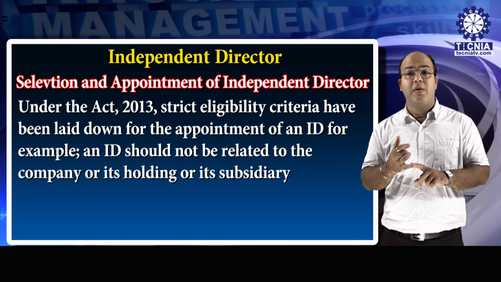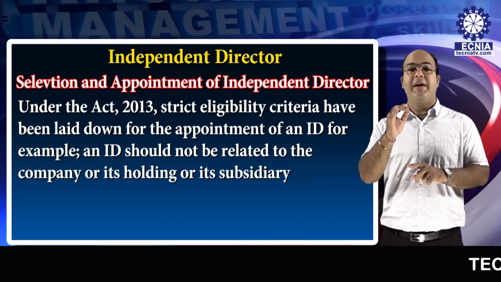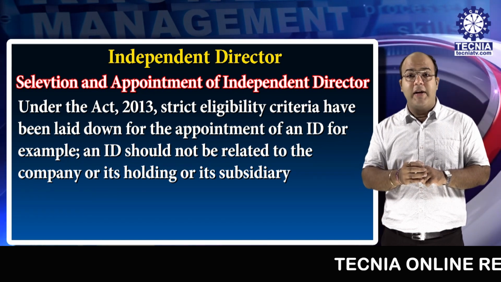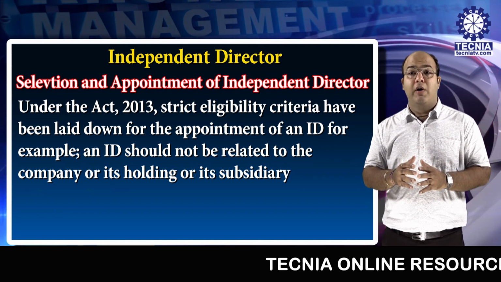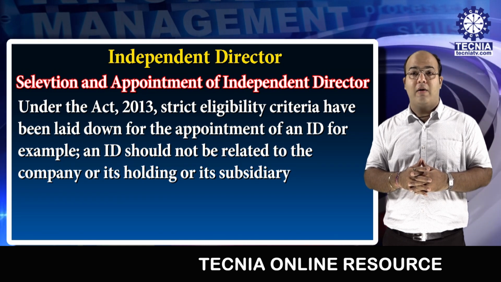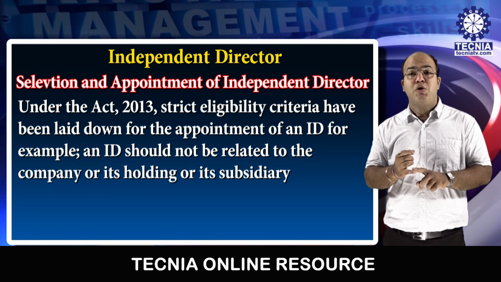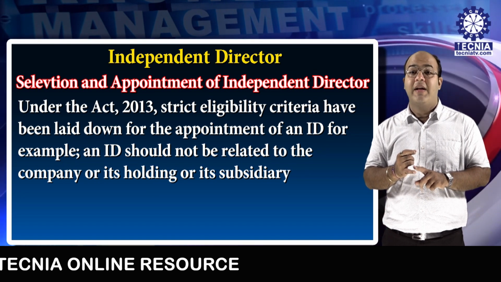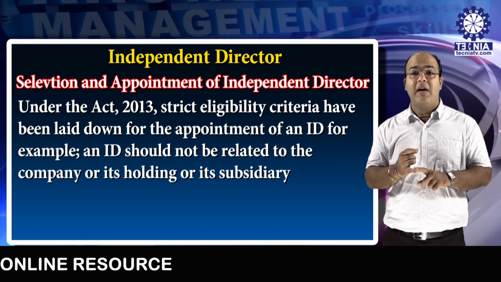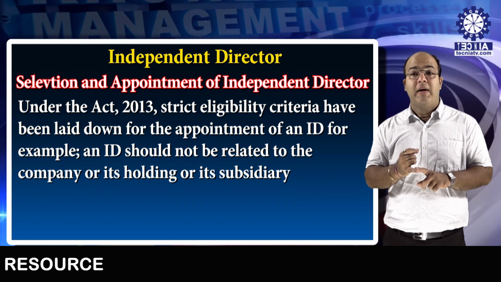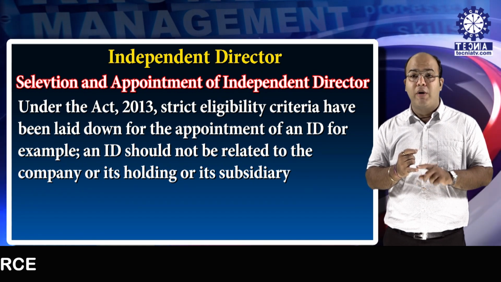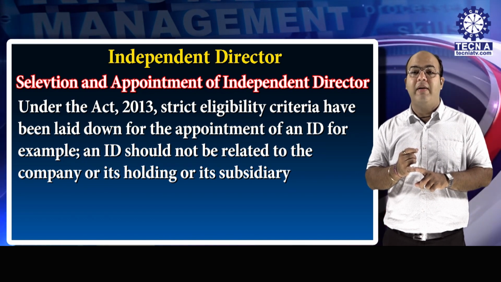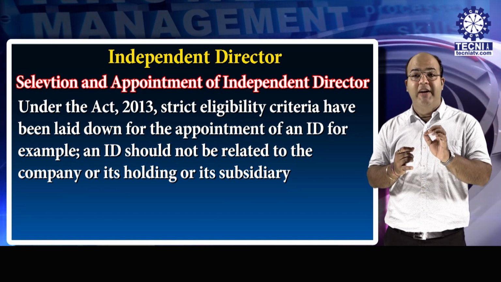Under the Act 2013, strict eligibility criteria have been laid down for the appointment of independent directors. For example, an ID should not be related to the company or its holding, its subsidiary or its associate company. He himself or his relative should not have or had any monetary relationship or contract with the company or its holding or its subsidiary company during the current financial year.